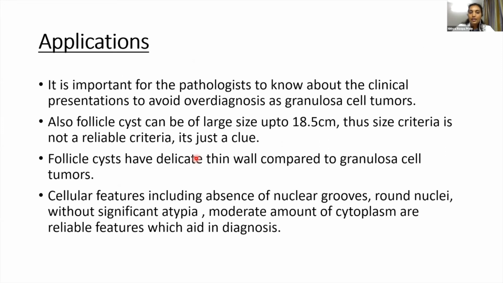Application. It is very important for the pathologist to know about the clinical presentation to avoid overdiagnosis as granulosa cell tumors. Follicle cysts can be large, up to 18.5 centimeters, so size is not a reliable criterion. It's just a clue. Follicle cysts have a delicate thin wall compared to granulosa cell tumor. The cellular features, including absence of nuclear grooves, round nuclei without significant atypia, and a moderate amount of cytoplasm, are all reliable features which aid in diagnosis.